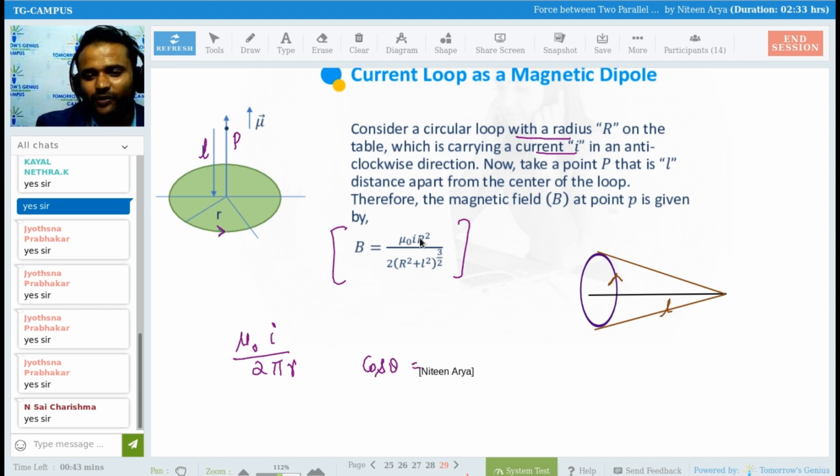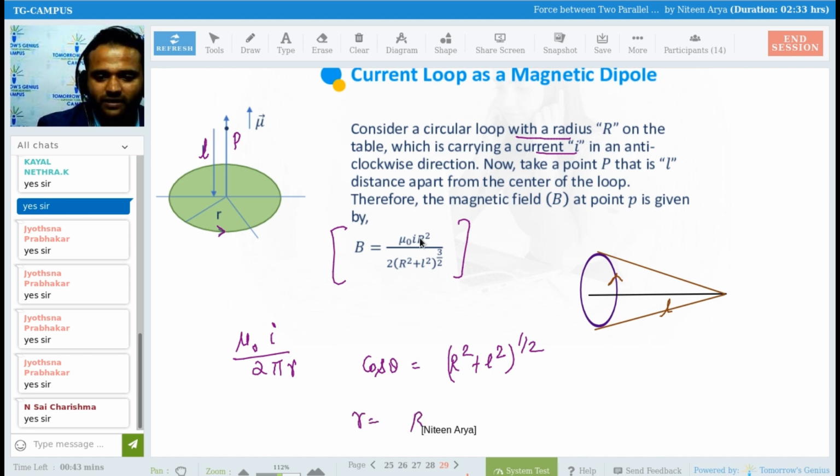This cos theta is going to be r square plus l square to the power 1 by 2, and this r is r square plus l square. What is the meaning of whatever I'm saying? This is your r, this is your capital area. Automatically, this is your r.